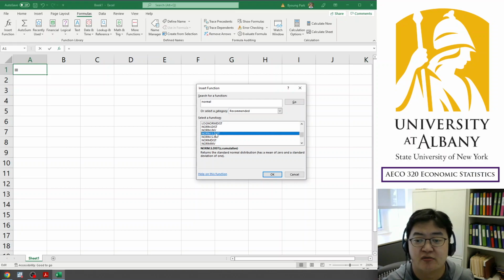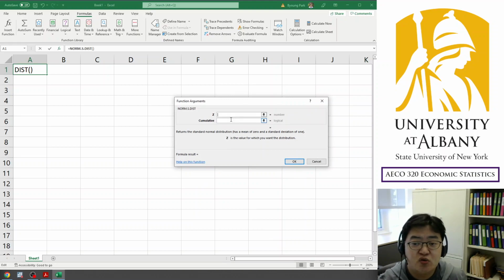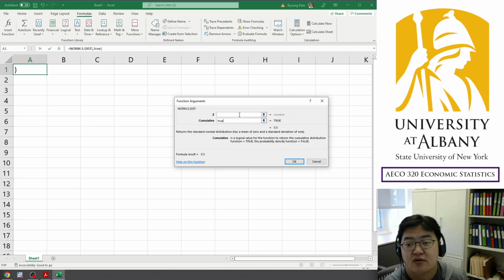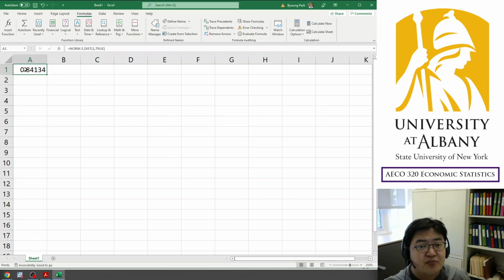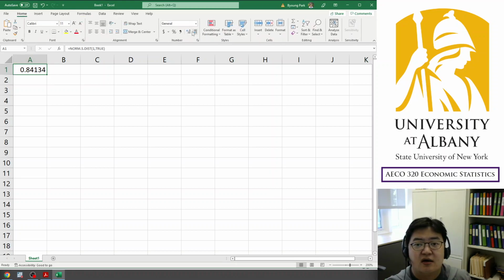So click this, double click. Then you need to put a number and cumulative true or false. First, I'm going to use true. So we are going to use cumulative distribution, and z is the value, a number that you want to calculate the cumulative probability. So for example, let's put 1. And then the answer is 0.84134.